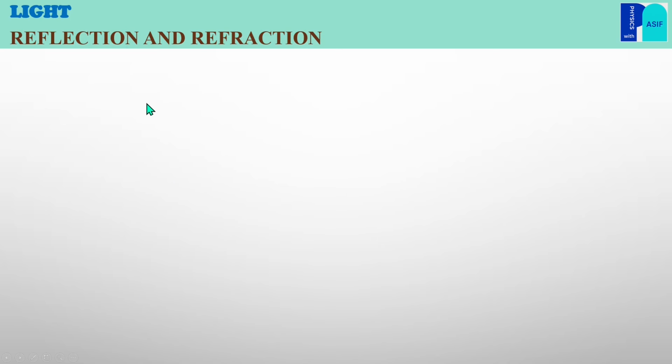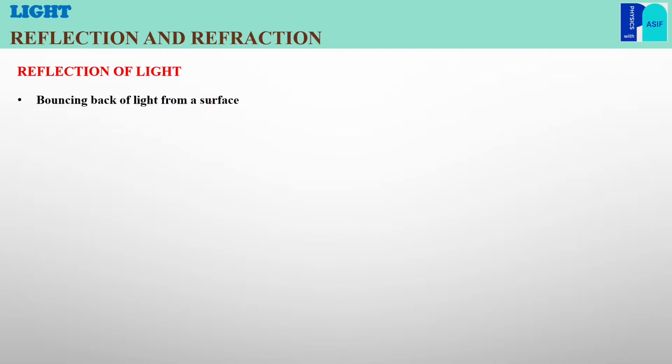This chapter starts with the reflection of light. So we start with the recalling of reflection of light. The first question is, what is reflection of light? The bouncing back of light from any surface is called the reflection of light. For example, if you throw a ball at a wall, the ball bounces back immediately. In the same way, when light strikes a surface, it also bounces back. This phenomenon is known as the reflection of light.